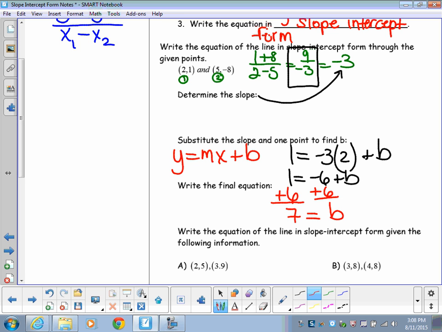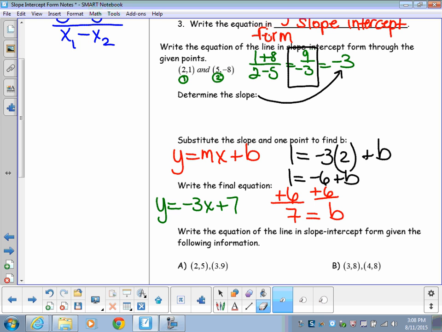After I solve my problem, I bring down my b. So my y-intercept is 7. Now that I have my slope and my y-intercept, I can write my final equation. And my final equation is y equals negative 3x plus 7.